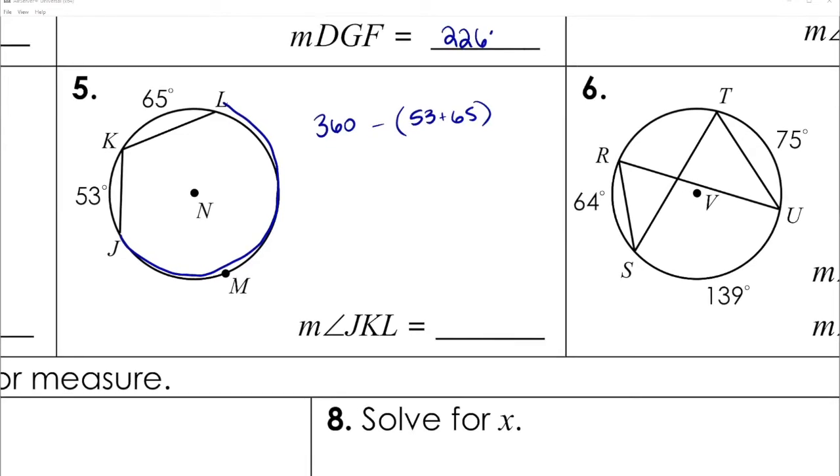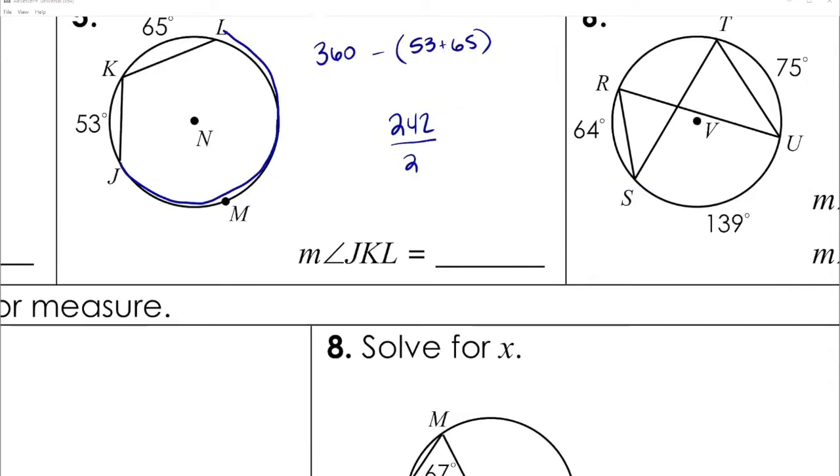So 360 minus 53 plus 65 is 242. And then 242 divided by 2 means that the measure of JKL is 121 degrees.